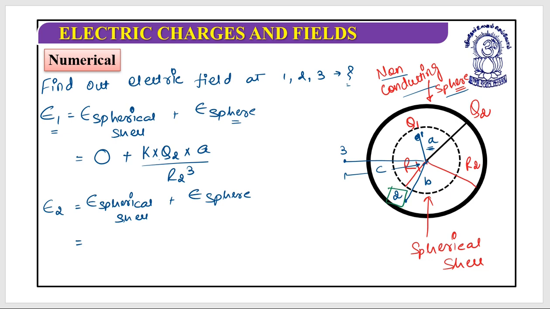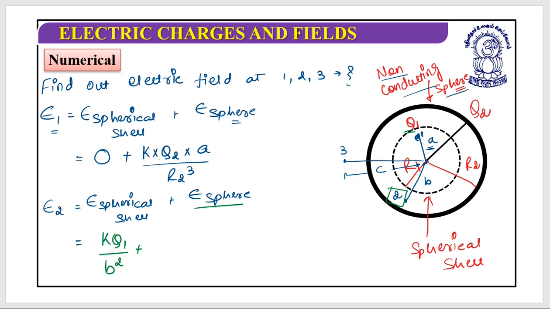Look at this. This point is away from the spherical shell. And when the point is away from the spherical shell, you have the relation kq by r square, where r is the distance. So you can write it like this: k q1 divided by distance b square. Now again reconsider the things for the sphere. It's a non-conducting sphere, and point two is within the sphere.